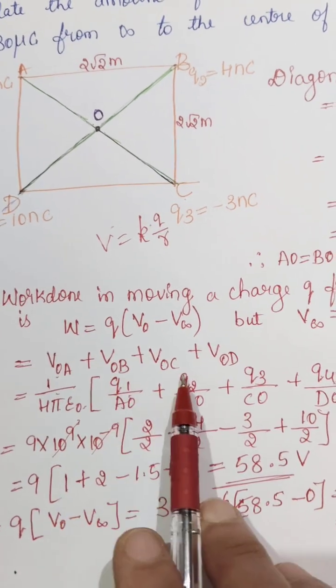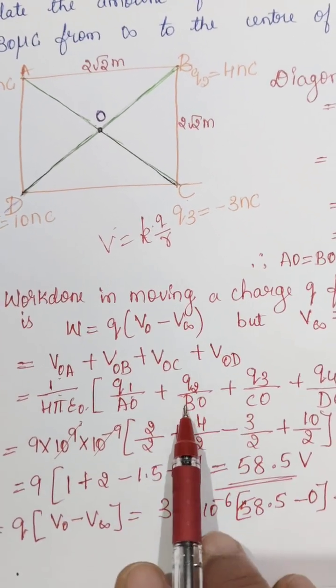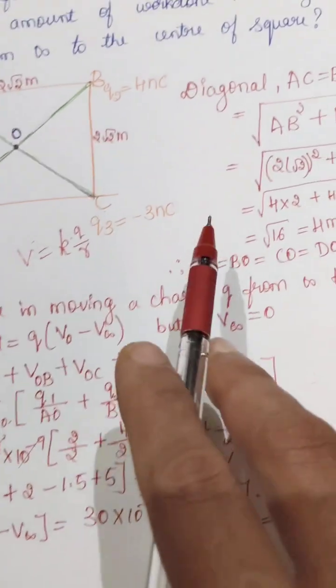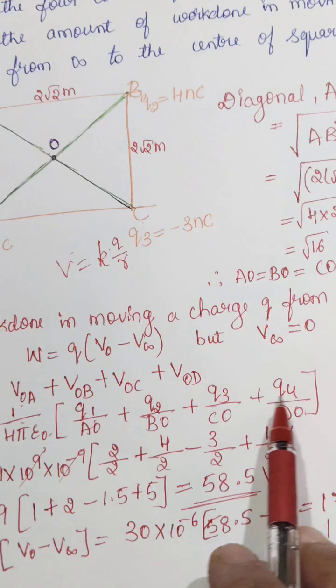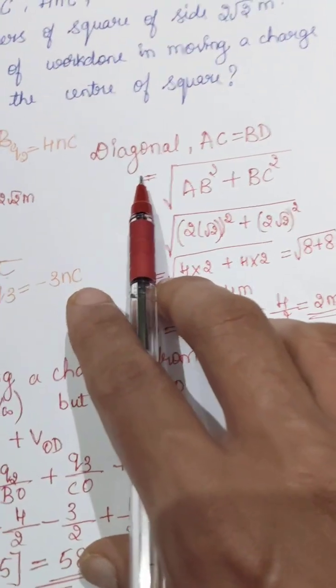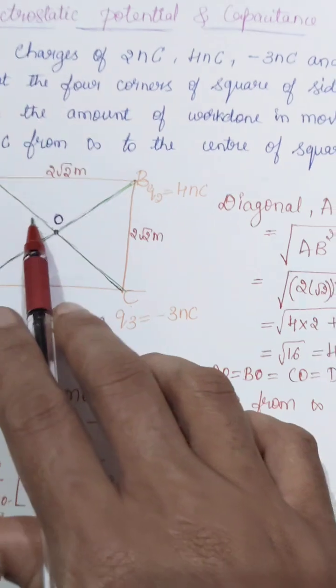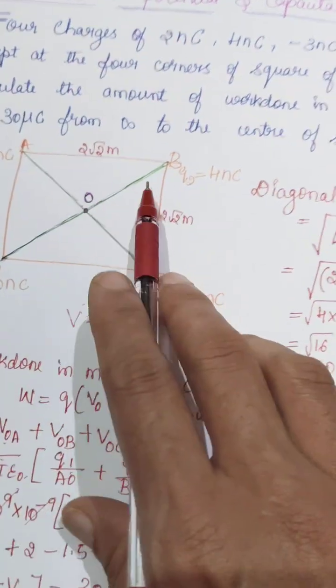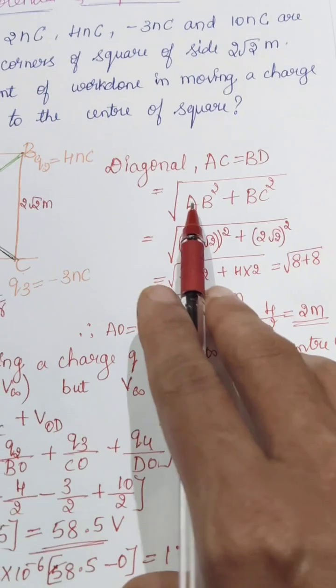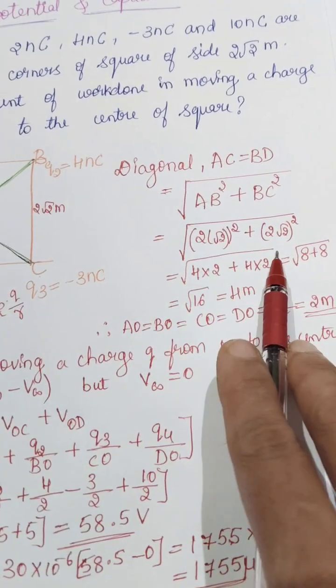So charge at B is Q2 divided by BO. Q3 by CO, Q4 by DO. And we know how to calculate this AO, BO, CO, DO. For that, first you have to calculate the diagonal. First thing is, after writing this square, you have to calculate the diagonal. That is the first thing.